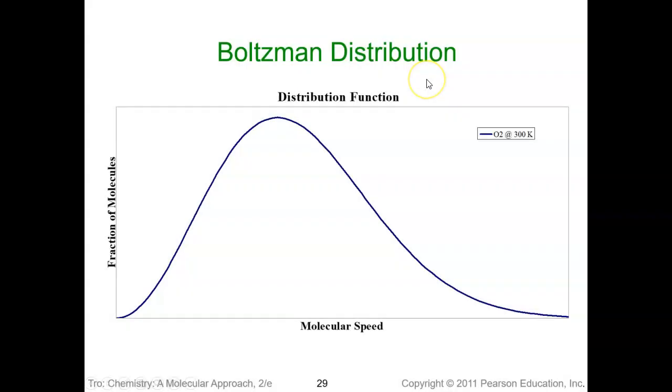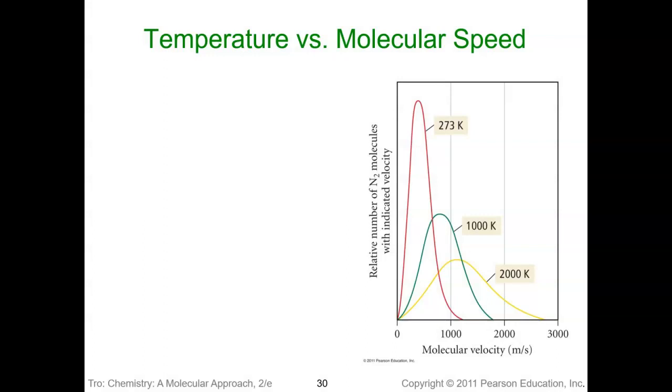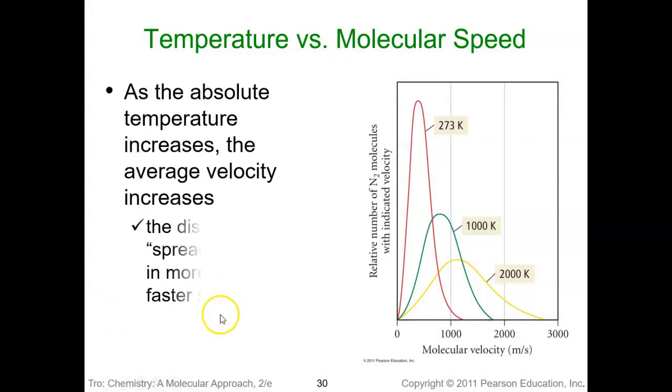Oh, and here's another picture. So here's again slow, fast, and here's the fraction of molecules. So if we had to pick the average here, what speed would molecules travel? We're going to use this Boltzmann distribution, this root mean square method, to find out what speed oxygen is traveling at, at a specific temperature, like 300 Kelvin.